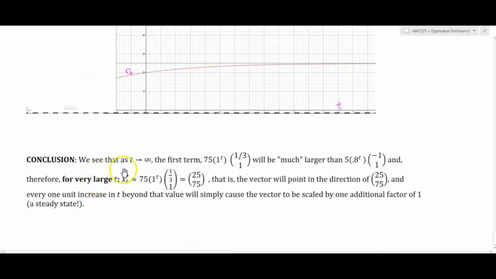So the conclusion is that as t approaches infinity, the first term, 75 times 1 to the t times that v1 vector, will be much larger than 5 times 0.8 to the t times the negative 1, 1 vector. Therefore, for very large t, x sub t is approximately 75 times 1 to the t times v1, and because 1 to the t equals 1, these values just become 25 and 75. That is, the vector will point in the direction of 25, 75, and every 1 unit increase in t beyond that will simply scale the vector by an additional factor of 1, a steady state. So that's where we'll stop this lesson.